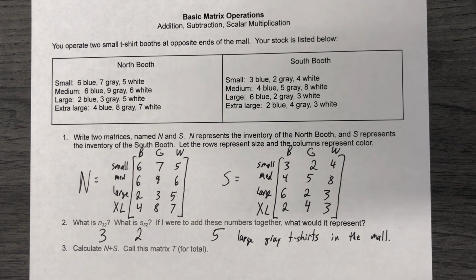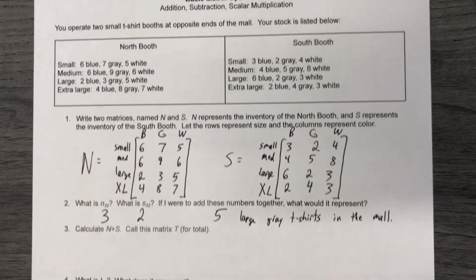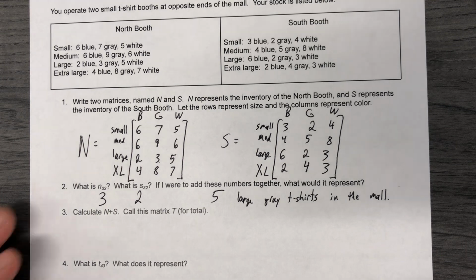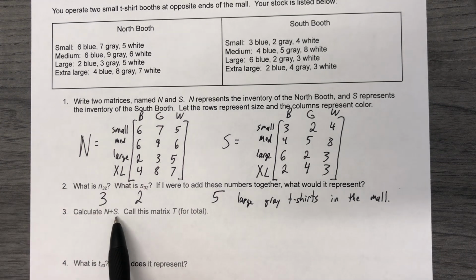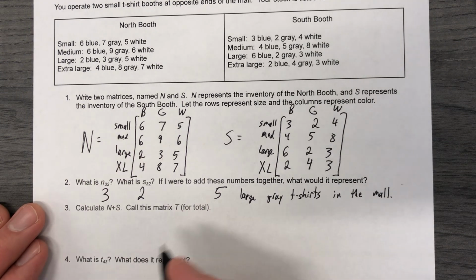Now, if I want to know the total number of t-shirts, that's different. But if I'm categorizing these based on size, based on color, I need to add individually. So that's actually what's about to happen for number 3. We're going to calculate N plus S. Notice the capital letters. We're adding the actual matrices together. We're going to call it T for total.